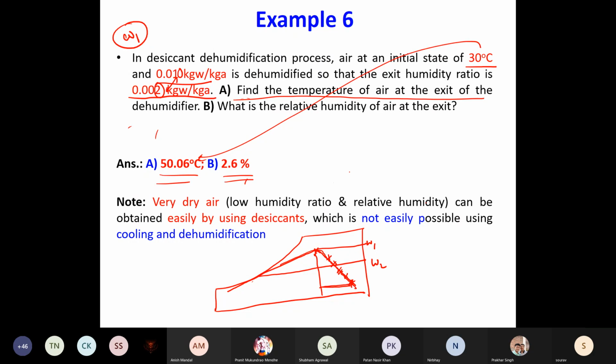Okay, so there are various ways of obtaining the same processing. This was the method which we have discussed. Suppose you want to just dehumidify from here to here, you can cool, heat, cool, heat. That is one way. Or you can pass it through a desiccant material and then cool.